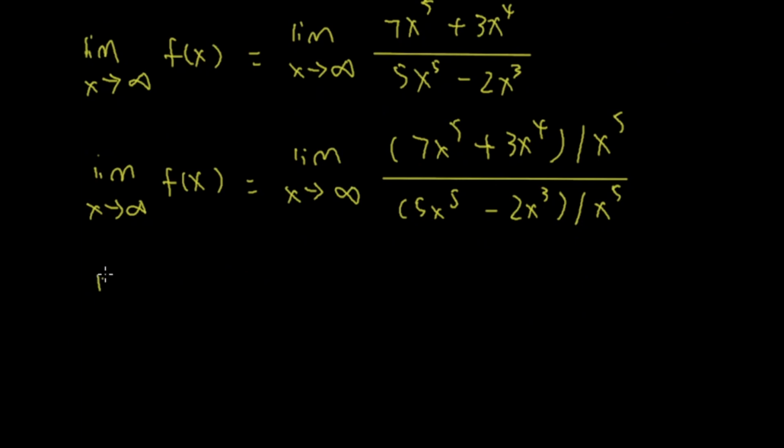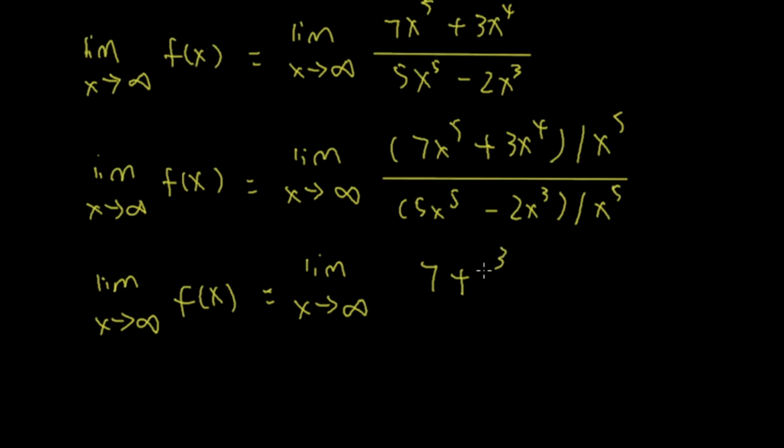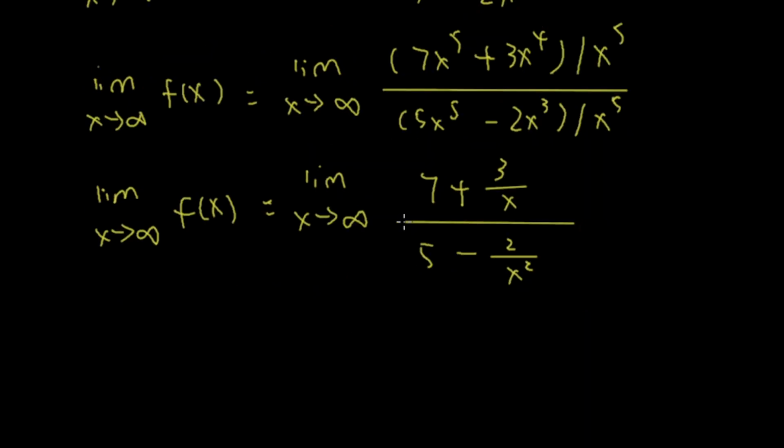Okay, what would that be? Limit as x approaches infinity. Now 7x to the 5th divided by x to the 5th is 7, plus 3x to the 4th divided by x to the 5th is 3 over x, all divided by, now 5x to the 5th divided by x to the 5th is 5, minus 2x cubed divided by x to the 5th is 2 over x squared. Now you can plug infinity into x here.